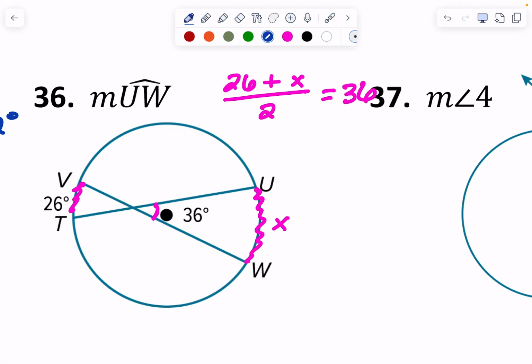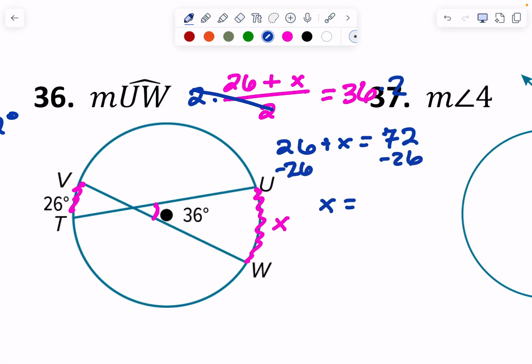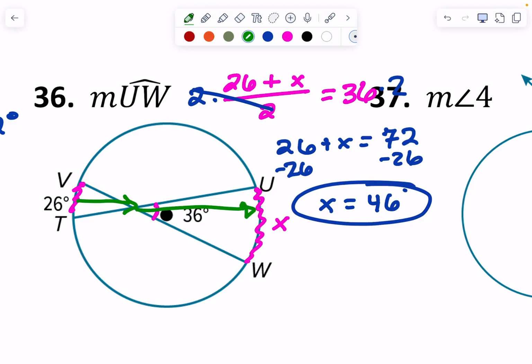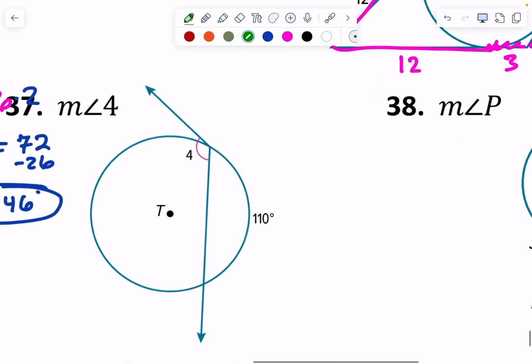And then we just work backwards, okay? So I'm going to multiply the 2 over. What's 36 times 2? 72. We're going to subtract the 26. And X is 46. 46 degrees. That should make sense. How far apart is 26 and 36? 10. Then you add another 10 and you get the midpoint, right? Yep. That should make sense. So it's 72 minus 26.